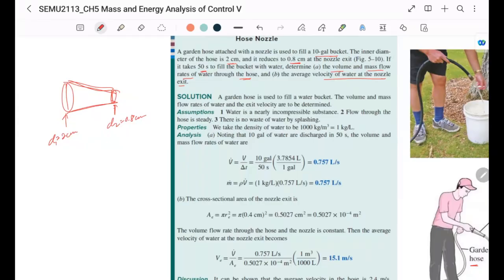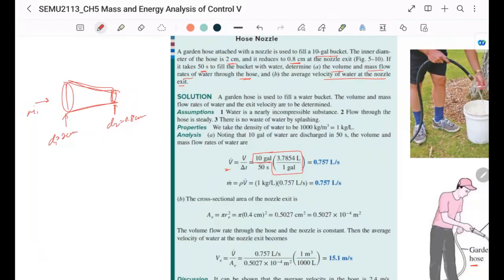And for us to find out the mass flow rate here, we don't know the mass flow rate, but we know the volume flow rate to fill up the water. So the volume flow rate, as you can see here, is basically the volume over the time. So 10 gallon of bucket, if we convert that to liter, which is something more conventional for us to use, SI unit, okay?